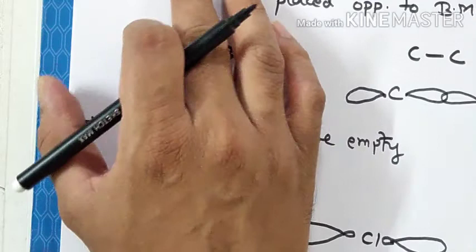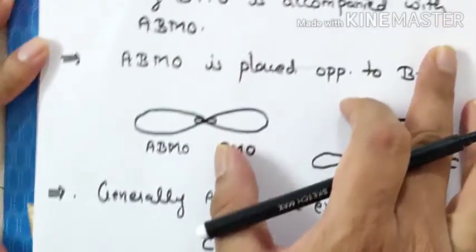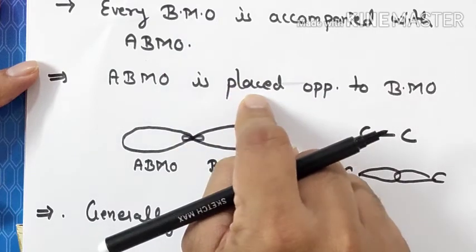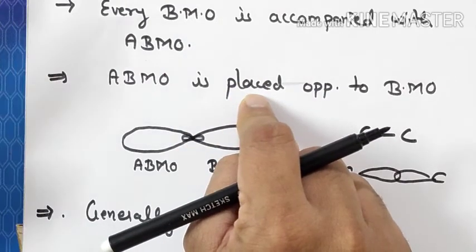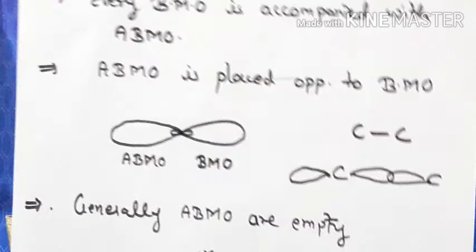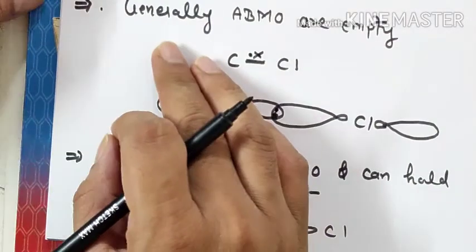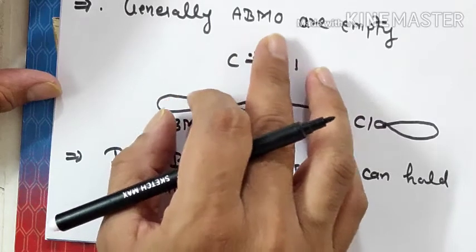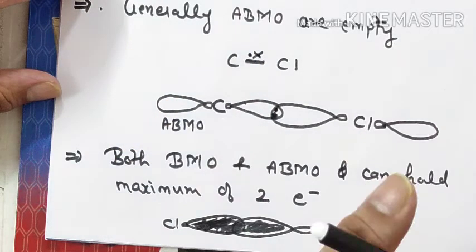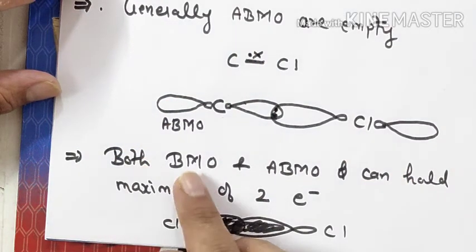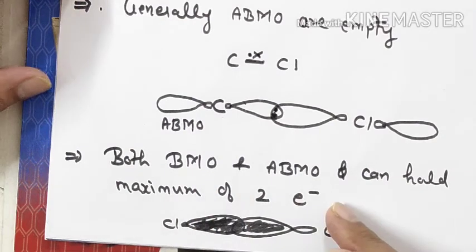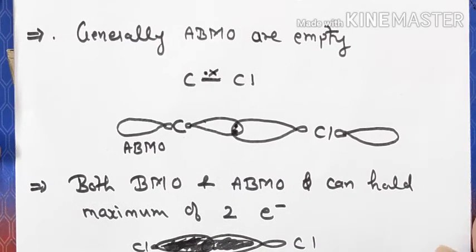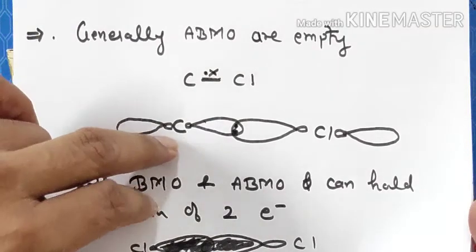So understand these 4 points. First point was: every bonding molecular orbital also has an anti-bonding molecular orbital, which is placed opposite to the bonding molecular orbital. Third was: generally anti-bonding molecular orbitals are empty. And both bonding molecular orbital and anti-bonding molecular orbital can hold a maximum of 2 electrons, right?